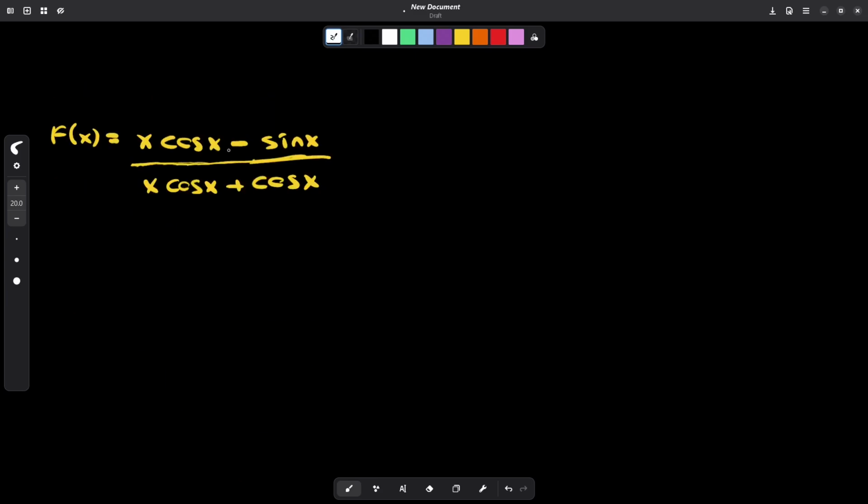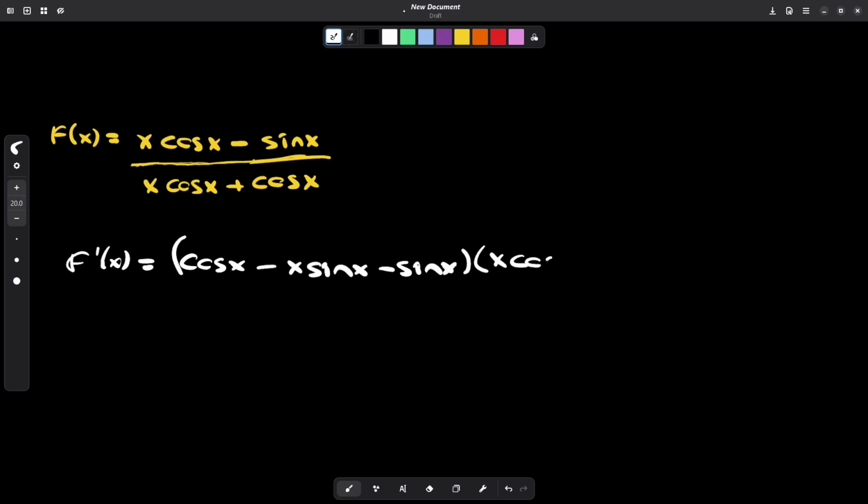F of x is equal to, again, differentiating this. F derivative x, derivative of division. Differentiating the numerator. 1 times cosine x. Cosine x differentiated is negative sine x, so negative x sine, and there's minus sine x. Differentiated the first term here. Now we multiply this with the denominator, x cosine x plus cosine x minus, oh my god, this, minus, I'm going to continue from here.